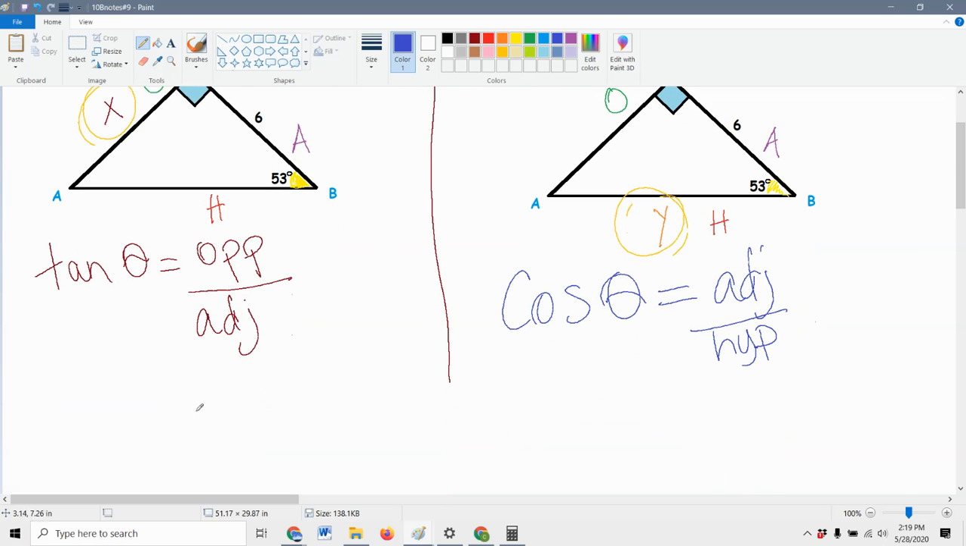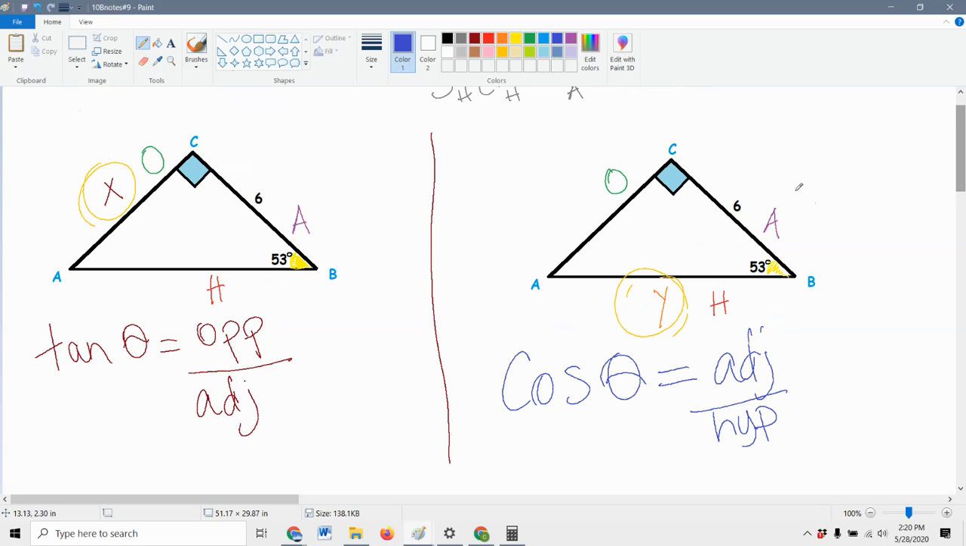Let's come back to this first triangle and plug in the information we have. But already you can see that we're going in different directions here because we're interested in using a trig identity that helps us with different sides depending on the side we're looking for. Okay?